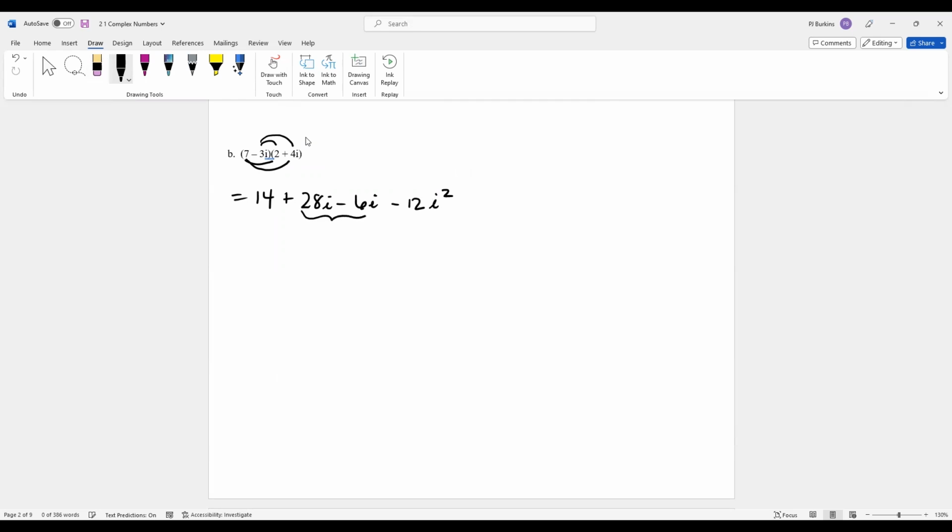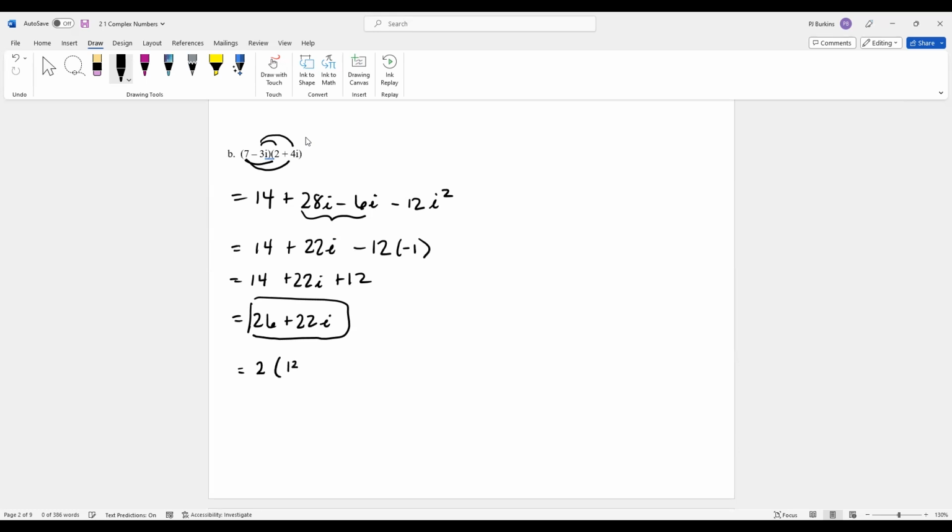So here we have like terms. We can combine these. This would be 28 minus 6, or 22i. And then for i squared, we're going to again plug in -1. So -12 times -1 makes it +12. And then we can add that to the 14. So 14 and 12, that's 26. Again, writing this in standard form. Now, both of those are divisible by 2, so we could take a 2 out technically. We can make this 2 times 13 plus 11i if you wanted to write it that way.